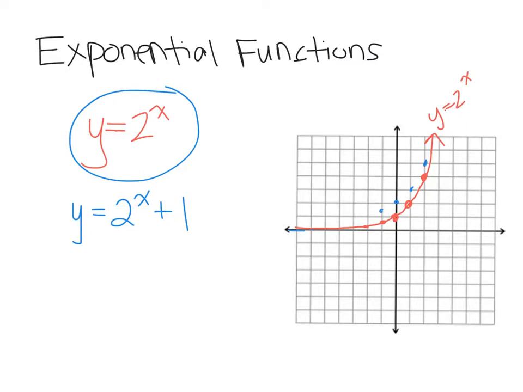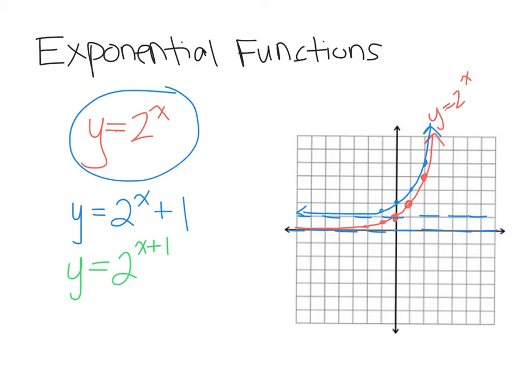So instead of our asymptote being at y equals 0, our asymptote's now going to be at y equals 1. And our new graph is going to look like this. So that would be a graph of y equals 2 to the x plus 1. We can do things like y equals 2 to the x plus 1 up here.